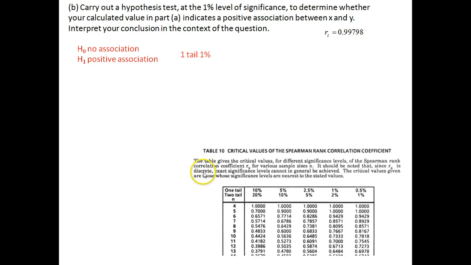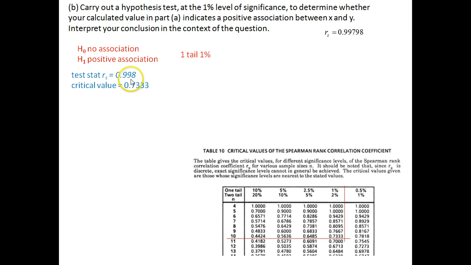If you look at table 10, which gives you critical values of Spearman's rank correlation coefficient, we have one-tailed 1%, which is there, and we have 10 in our sample. So looking across at 10, down at 1, we get 0.733 as our critical value.